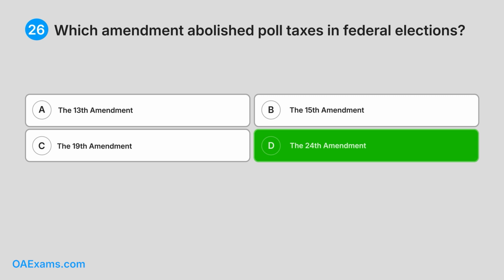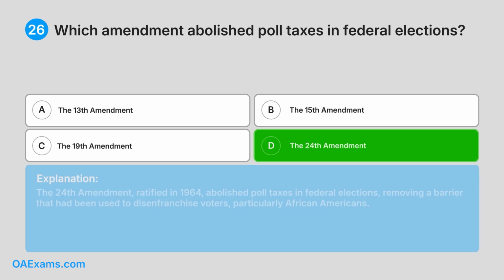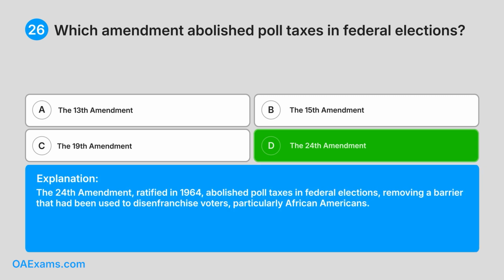Correct answer: D. The 24th Amendment. Explanation: The 24th Amendment, ratified in 1964, abolished poll taxes in federal elections, removing a barrier that had been used to disenfranchise voters, particularly African Americans.